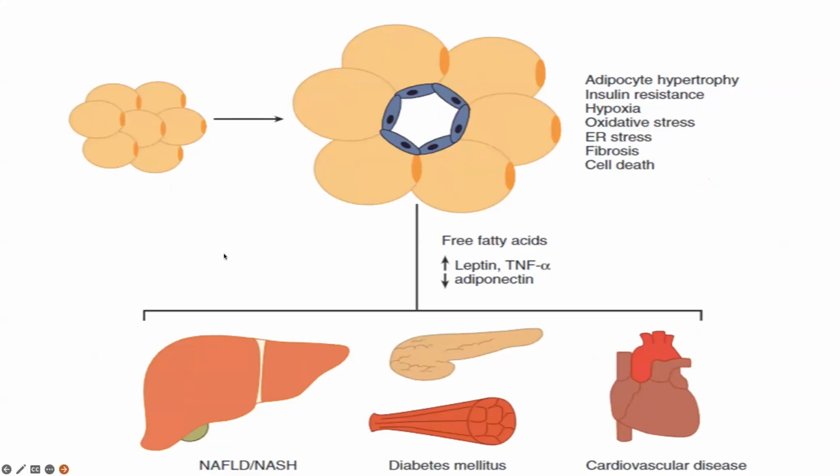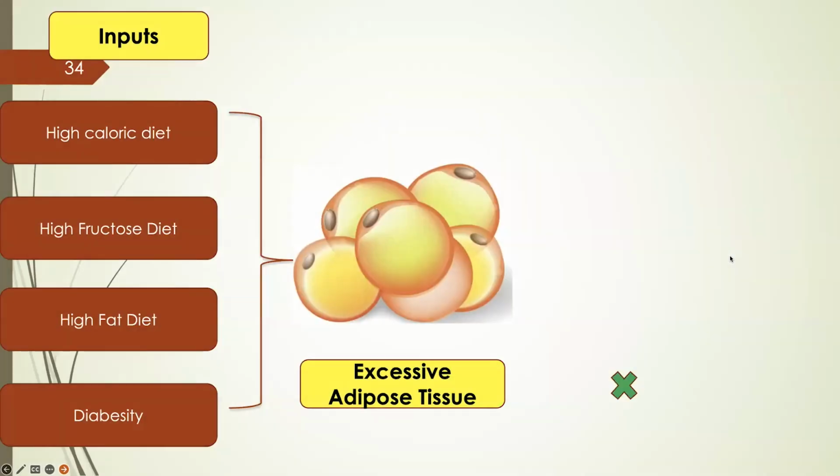So inflamed sick adipose tissue is coming into the circulation because of the adipocyte hypertrophy, insulin resistance, and oxidative stress, releasing a large number of free fatty acids, leptin and adiponectin, leading to a multitude of problems which not only affect the liver, but also other important organs like the kidney, heart, etc. So this is what is happening at the liver.